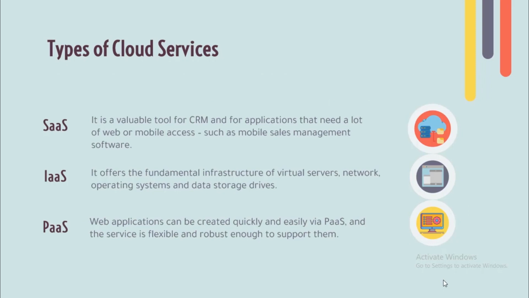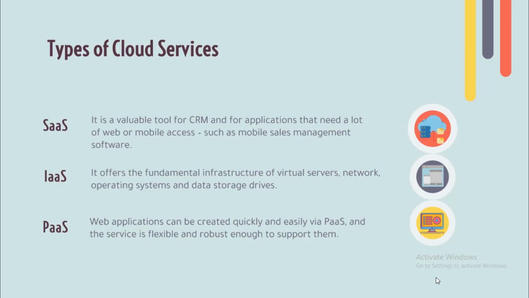There are certain types of cloud services that are provided by the service providers. These are software as a service, infrastructure as a service, and platform as a service. Software as a service is a valuable tool for CRM, which stands for customer relationship management, and for applications that need a lot of web or mobile access, such as mobile sales management software and many more. In this type of service, there is a software licensing and delivery model in which software is licensed on a subscription basis and is centrally hosted. It is sometimes referred to as an on-demand service that provides services to users as per their demand.